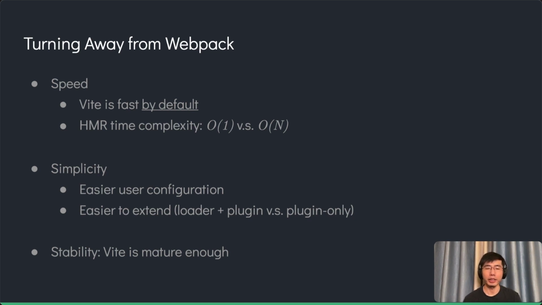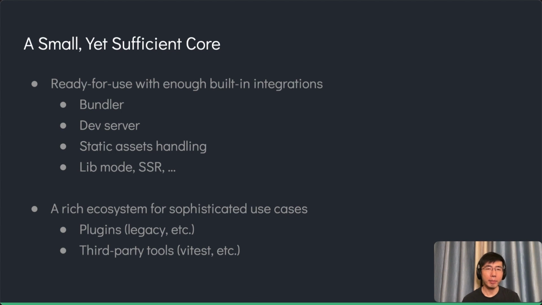Lastly, as of Vite 3, the third major iteration of Vite, we believe that Vite is mature enough and more than ready for serious use cases. Because with all its simplicity, Vite still has a powerful enough core. It is ready for use with many built-in integrations. It uses Rollup, the battle-tested bundler for production bundling. And of course, the super performant dev server is one of its most iconic features.